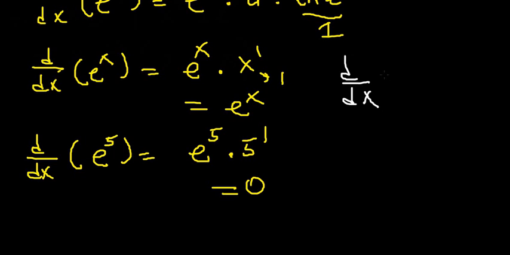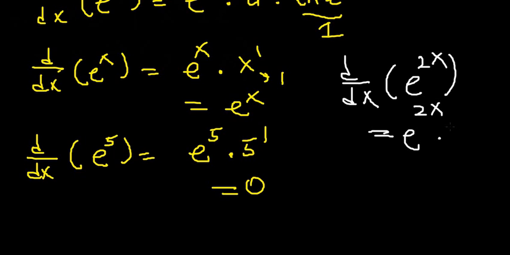Alright, the derivative of e raised to 2x. So this is supposed to give us e raised to 2x multiplied by the derivative of 2x. So now the derivative of 2x is supposed to be 2. So the answer is supposed to be 2e raised to 2x. So let's look at another example.